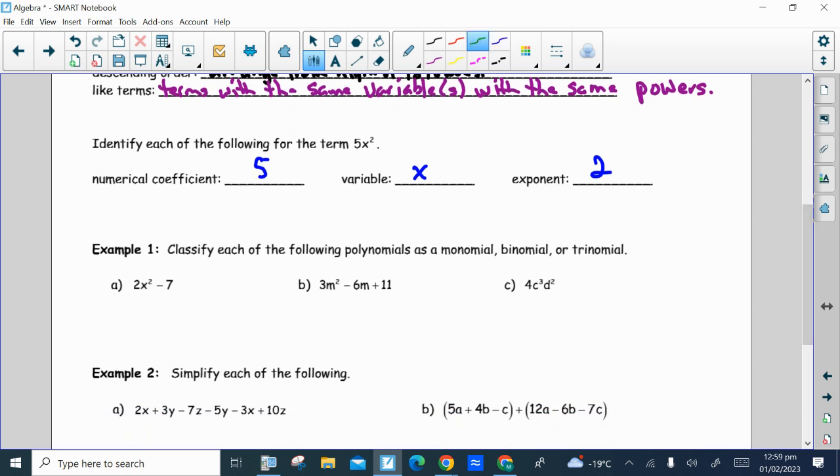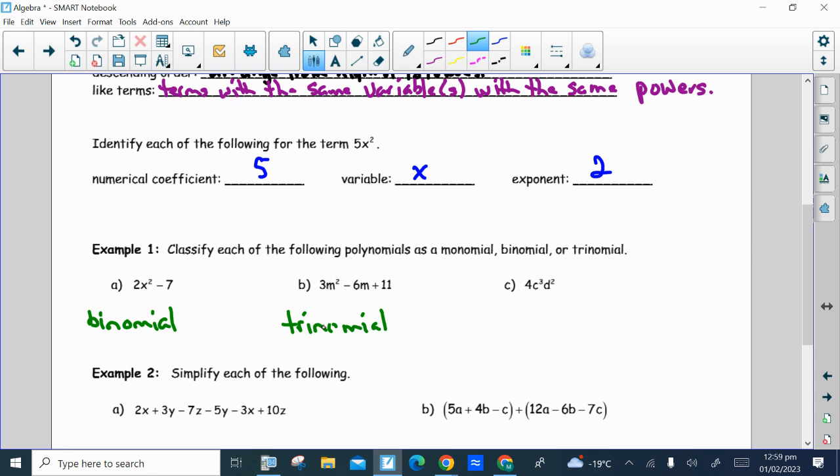This next example says to classify each as a monomial, which means one term, a binomial with two terms, or a trinomial with three. Well, this first one is a binomial. Terms are separated by either a plus or a minus. There are two terms there, separated by a minus sign. That makes it a binomial. The next one is a trinomial.